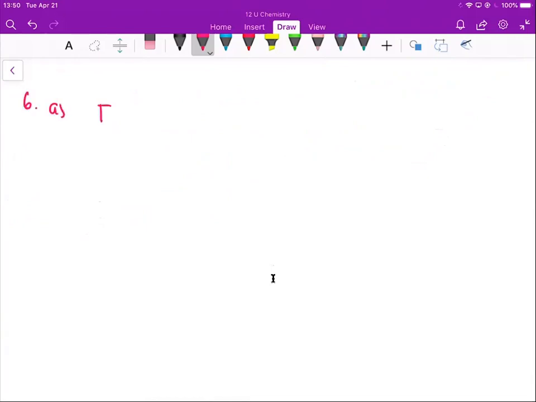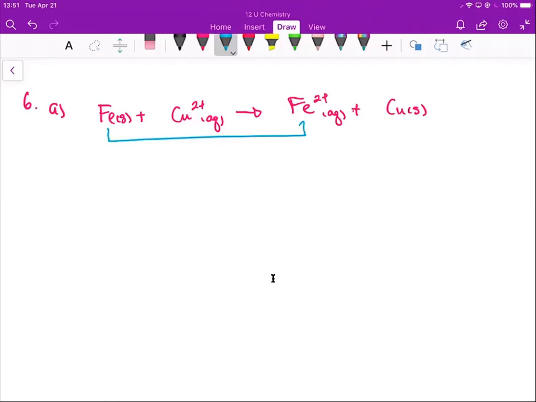6A is iron solid plus copper 2 plus aqueous. So even though I made the mistake on the other page, I can show you what we're doing here. Okay, so we're connecting these two, iron with iron, copper with copper, regardless of the charge. And the way that we have to balance the half reactions is we have to include the number of electrons. So iron here loses 2 electrons, whereas copper up here gains 2 electrons.